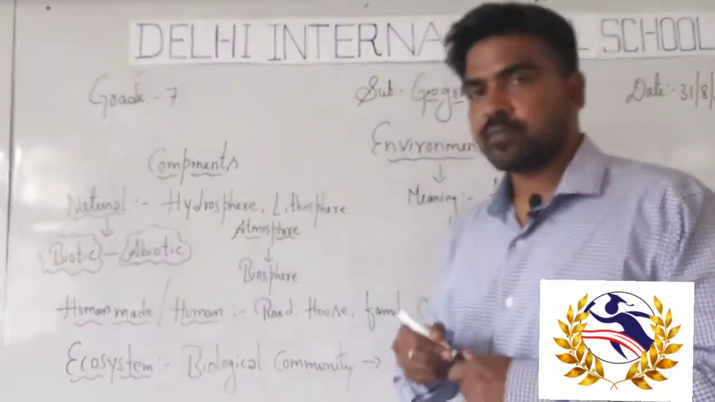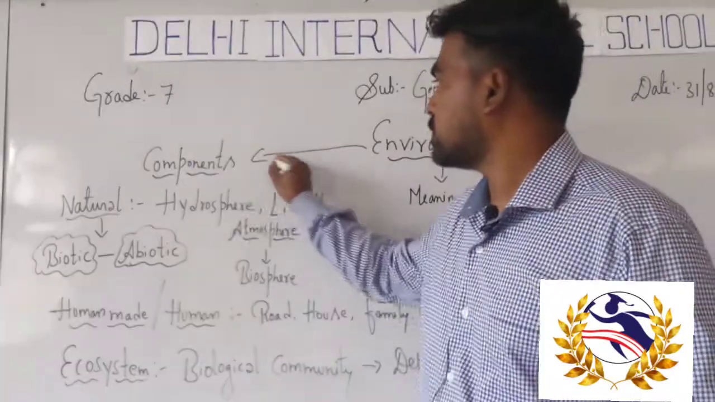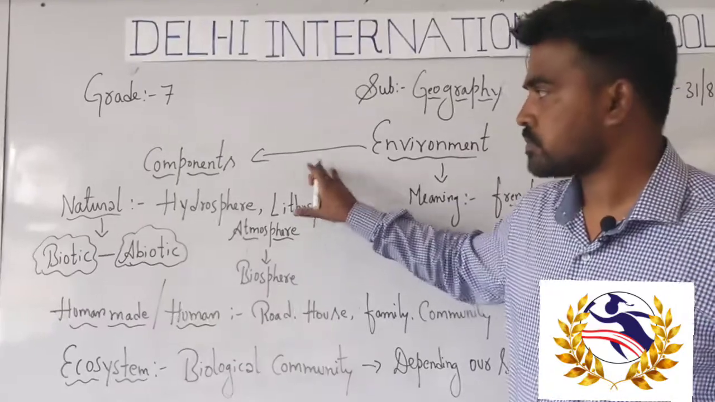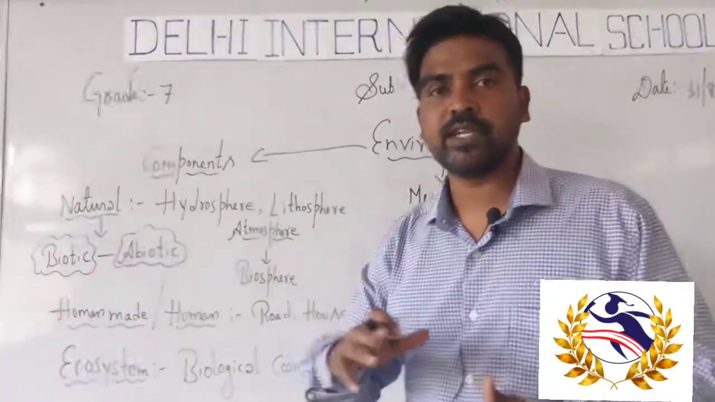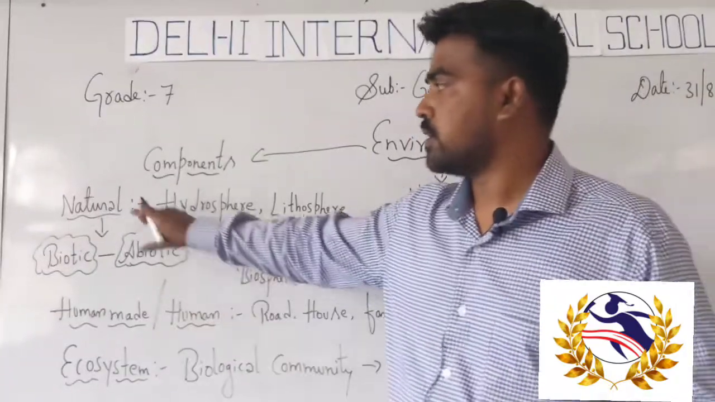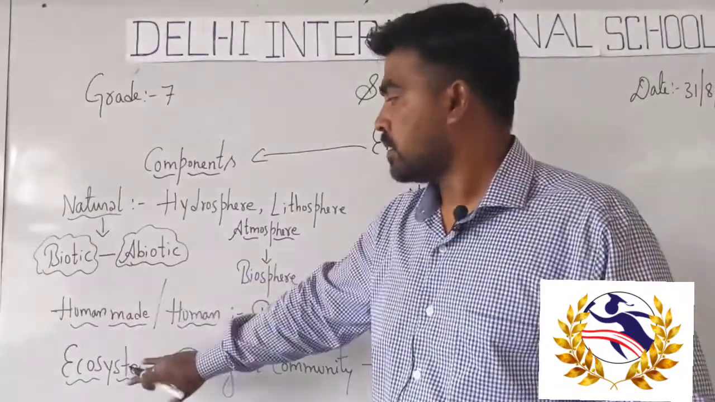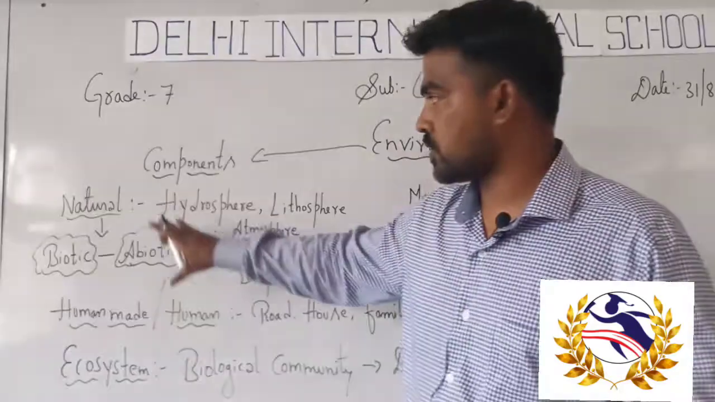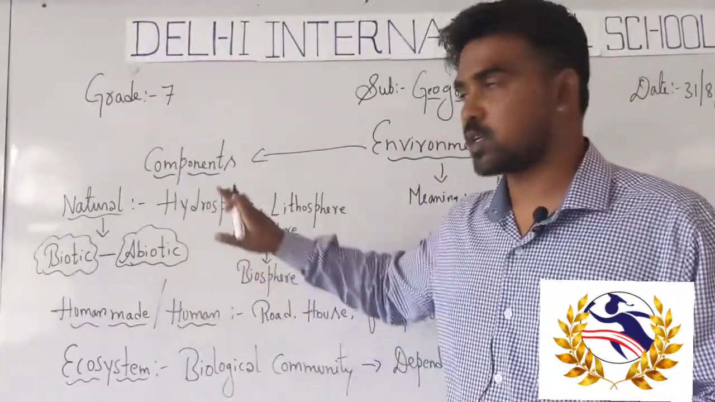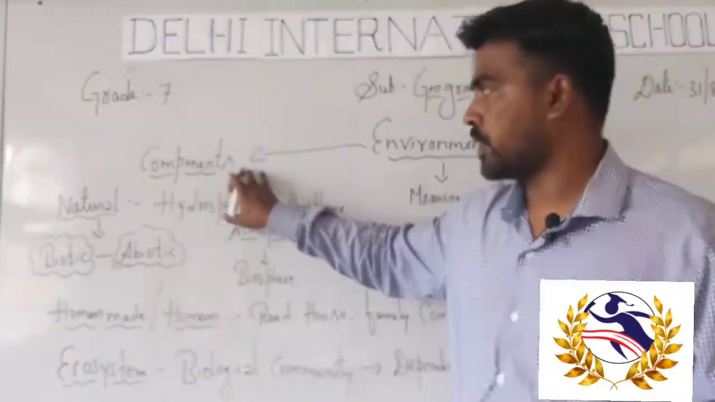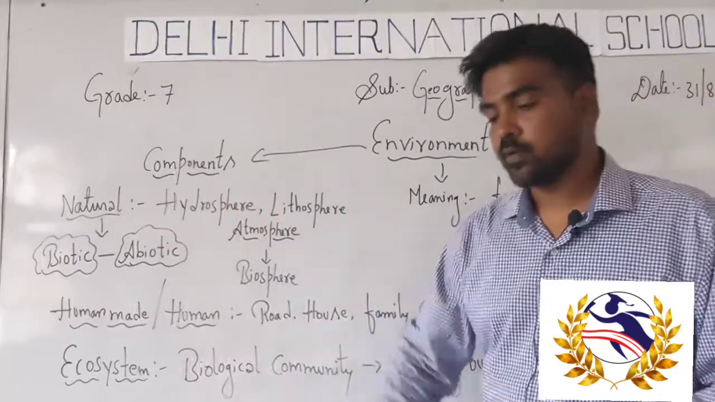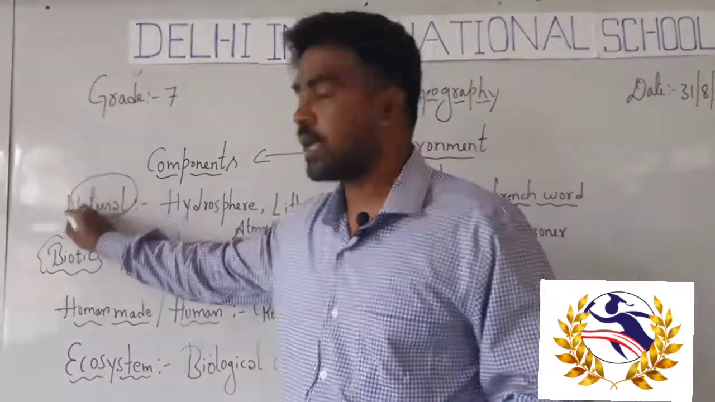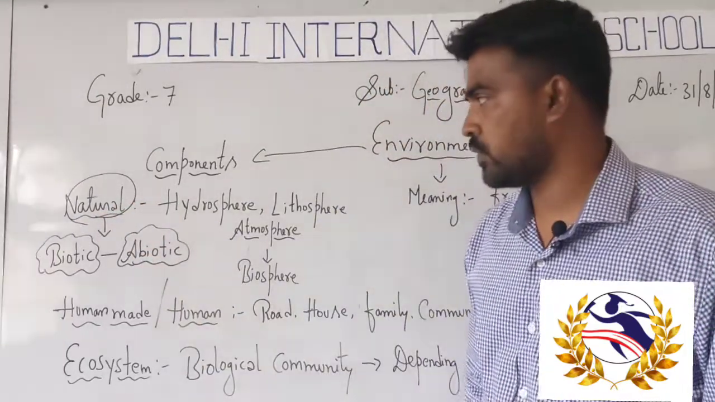On the basis of the concept of environment, we can see different components of environment. The environment is divided into three components: natural environment, human environment, and human-made environment. These are all the components of environment. We will discuss them one by one. First I will take the natural environment.